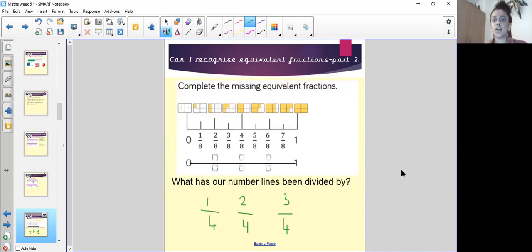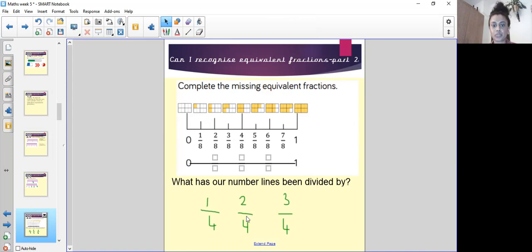So complete the missing equivalent fractions. What has our number line been divided into? So our number line here, we need to find out what the equivalent fractions are. Going across, we actually have 8. So we know the whole number on our number line is 8. Now, we're going to split our number line in half. So basically, what's half of 8? So I would then move my half to be over here. So essentially, I would have 2 over 4.